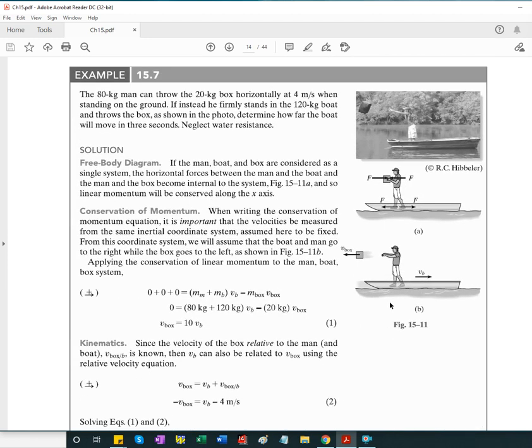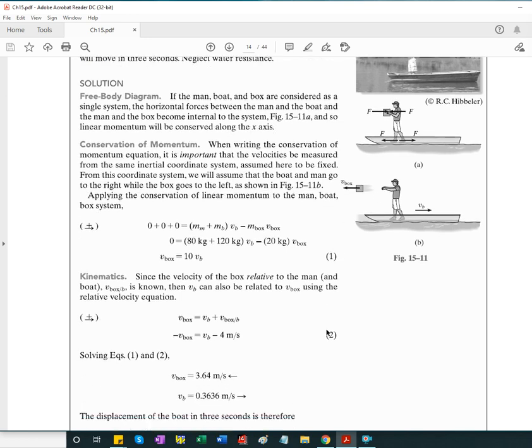These are classical problems where a person is throwing an object. You can see like jumping in a boat or jumps from a boat. So here throws a box, and it's firm on the boat, and throws this mass at 4 meters per second. And the question is, what will be the speed of the boat and the person? So we have the boat weight, the person's weight, and the mass of the box. So what would be after throwing the box?